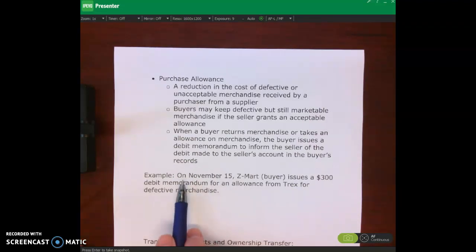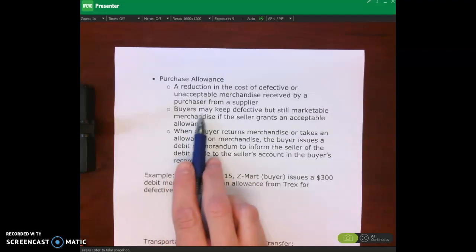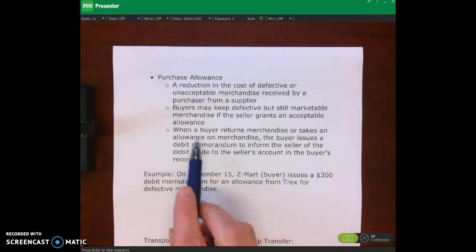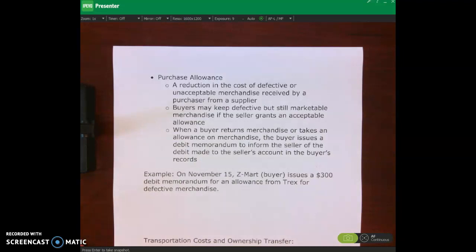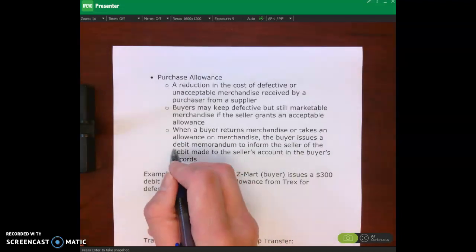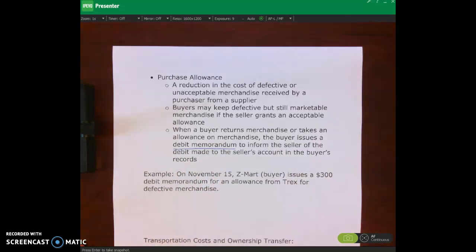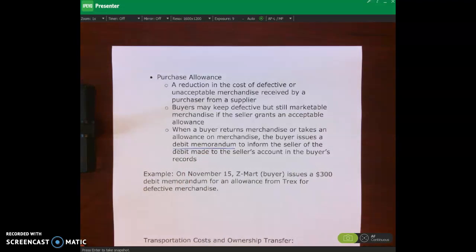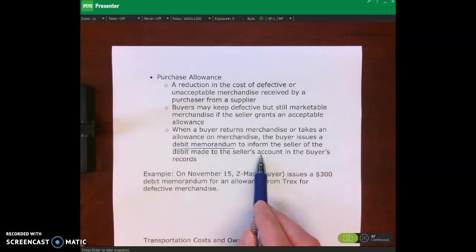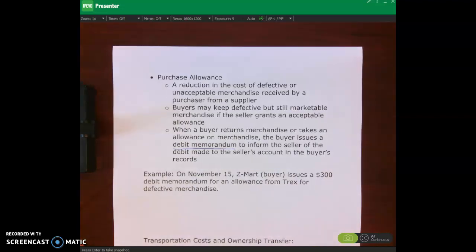So we look over here. That's what I'm saying up here. Buyers keep the defective merchandise, but then the seller grants an allowance, so it takes money off our bill. Now, when the buyer returns that merchandise or takes the allowance, we're the buyer, we issue a debit memorandum. That's a fancy word. What does that mean? A debit memo. It means, hey, we're going to debit or reduce our accounts payable that we owe you. That's why it's a debit memo. Okay? And it informs the person that we bought it from, the supplier, that we made a debit to that seller's accounts payable in our records. That's what that's telling you.